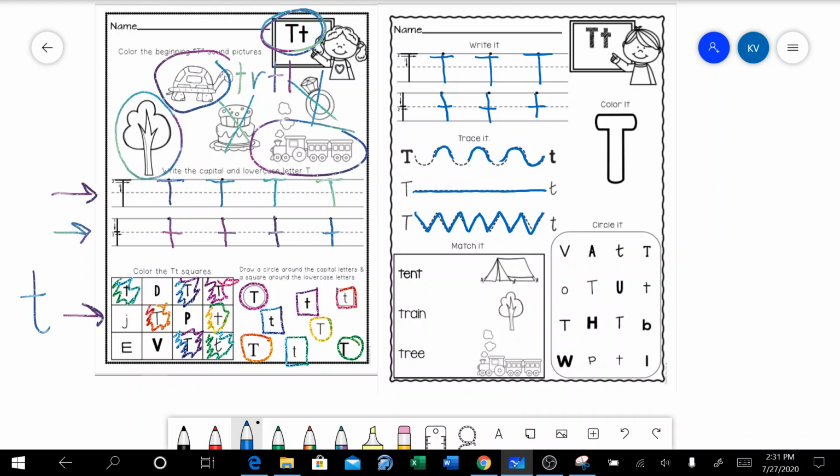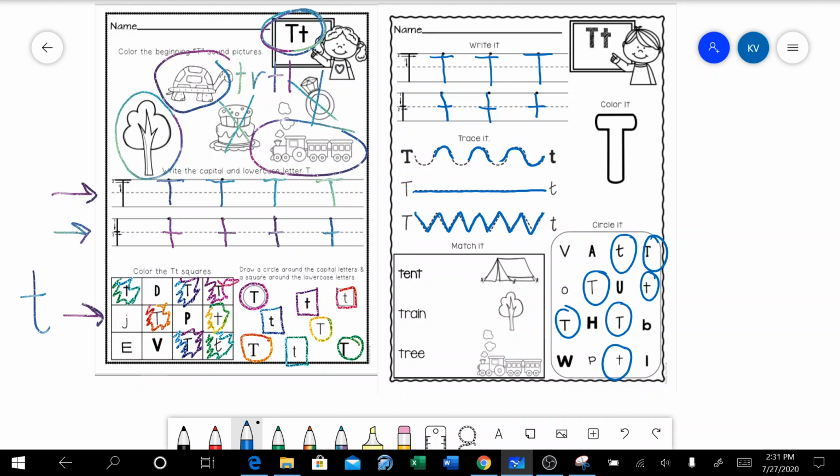All right, and then over here, we're going to circle our T's. So circle your T's. Let's see, I see 1, 2, 3, 4, 5, 6. I see 7. Make sure you can find 7. All right, I'm going to go on. Let's see if you found them already. 1, 2, 3, 4, 5, 6, 7. 7 T's.